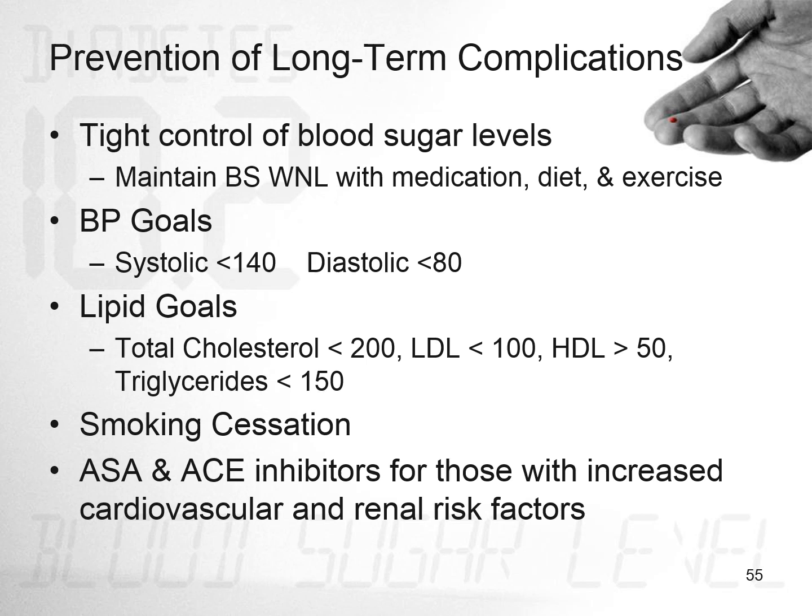And then their lipid goals: total cholesterol should be less than 200, LDLs less than 100, HDL greater than 50, triglycerides less than 150, and then smoking cessation. And then aspirin and ACE inhibitors for those with increased cardiovascular and renal risks.